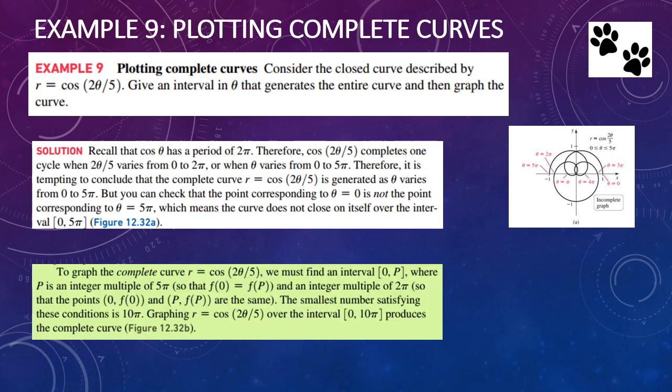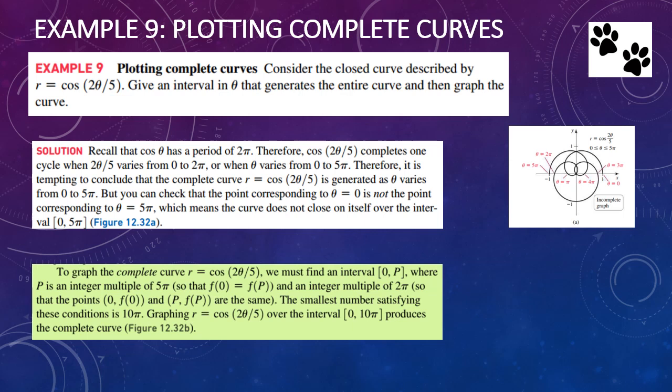To graph the complete curve, r equals cosine of 2 theta over 5, we must find an interval 0 to p, p being the period, where p is an integer multiple of 5 pi, so that the value of r, in this case the y value, is equal to f of p. That's what the definition of a period is: you come back to the same value and then you start repeating the pattern. It also has to be an integer multiple of 2 pi so that the points f of 0 and f of p are the same, okay? Because cosine has period 2 pi. The smallest number satisfying these conditions is 10 pi.